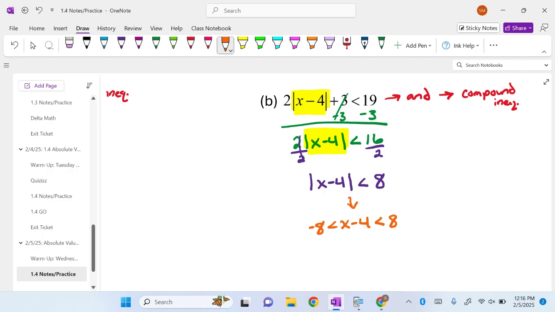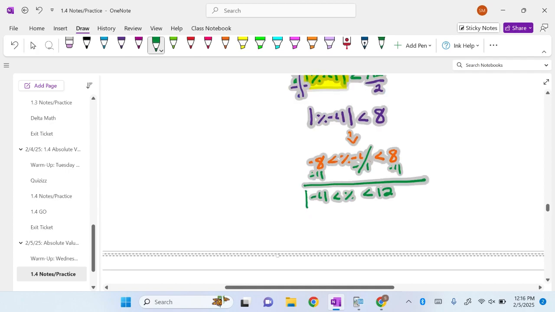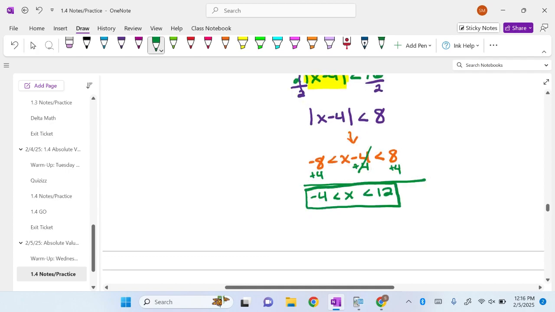And so now we solve for x. What's the only thing I have to do to solve for x? We just add 4 to everything. So this 4 goes away. I get negative 4 is less than x, which is less than 12. And that would be how I write my answer.